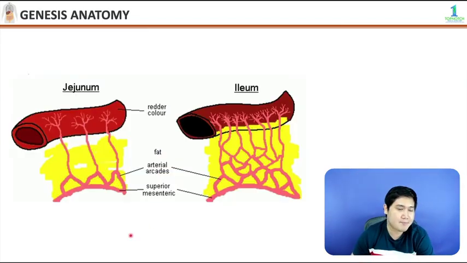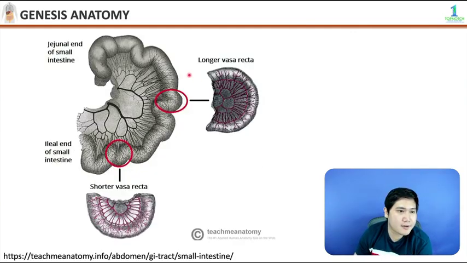So, what do they look like? In the jejunum, there are only a few arterial arcades, but the vasa recta are longer. There are many spaces in between, so there are translucent areas known as windows. There is little yellow here, meaning little fat. While your ileum has a lot of fat and many arterial arcades. The vasa recta are shorter. So that is your ileum. Similarly, jejunum has longer vasa recta, and your ileum has shorter vasa recta.